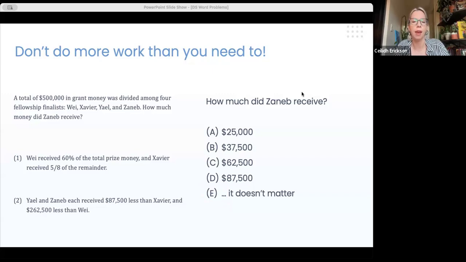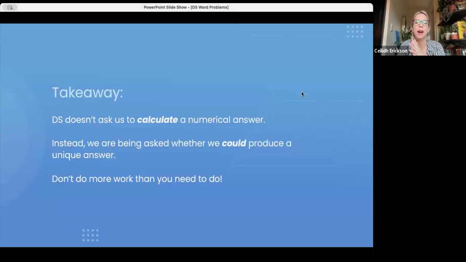Let's take a look at how the GMAT can then take these ideas and make them a little more complicated. So, takeaway here, do not calculate, because data sufficiency isn't actually asking us to calculate the numerical answer. Instead, we're being asked whether we could produce an answer. So stop as soon as you know that you have enough. You don't actually need to do the work. But sometimes you do. We're going to look at the cases where you do actually need to do the work versus times when you don't. But put a pin in that for now.